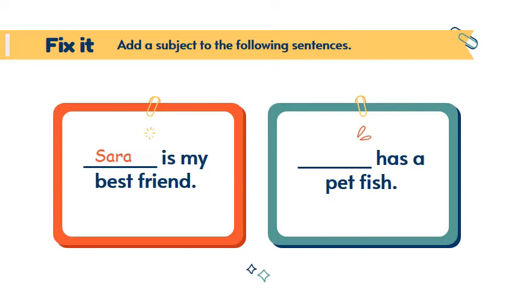The second sentence, blank has a pet fish. Who has a pet fish? You can add any name, okay? You can add any subject. I added Adam. Adam has a pet fish. Who has a pet fish? Adam. So Adam is the subject of the sentence.